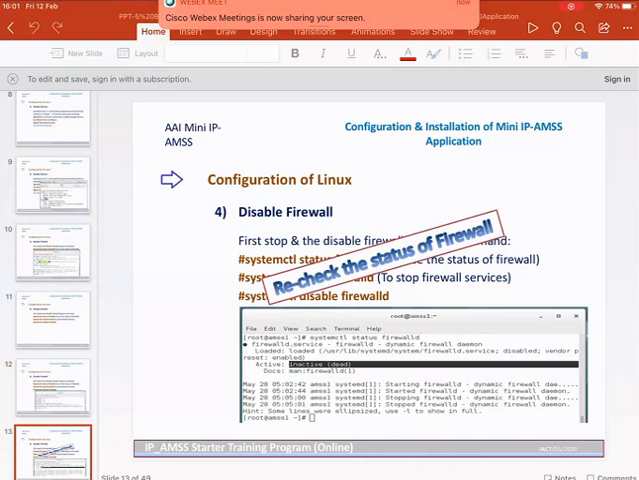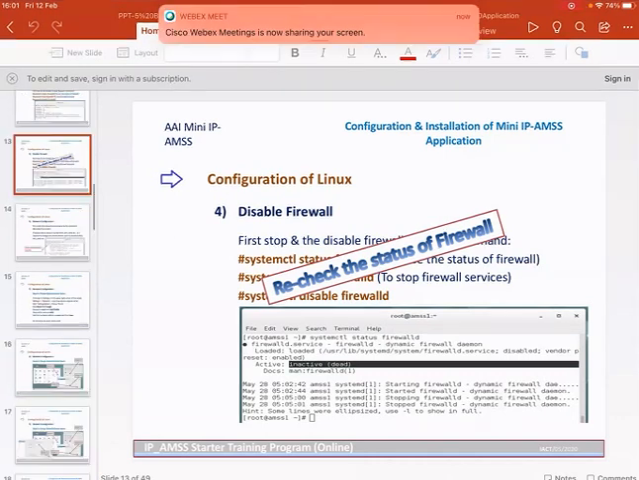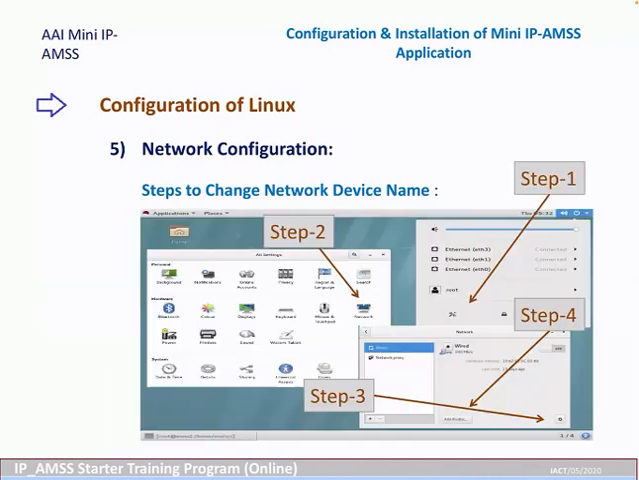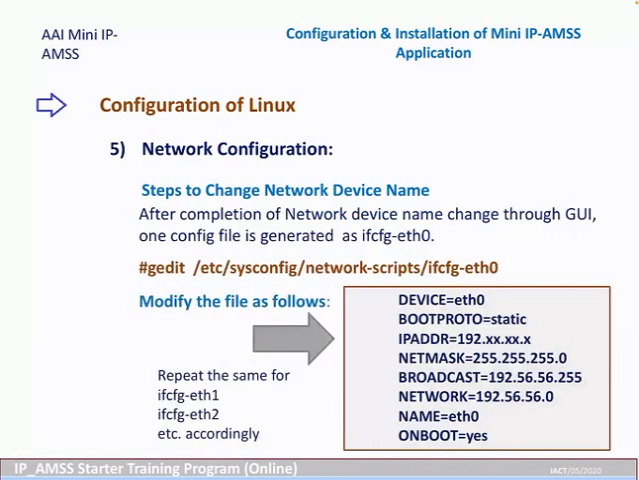Okay, you just follow this: click reset, then forget, then give the profile name, and after that you try to restart once. Okay, and if that is still not happening, then here you can use gedit or vi. After doing gedit, in etc system config network script ifconfig, here instead of giving eth0 you give the previous name. Then under device or name, in both of these you have to change to eth0 and then reboot it.